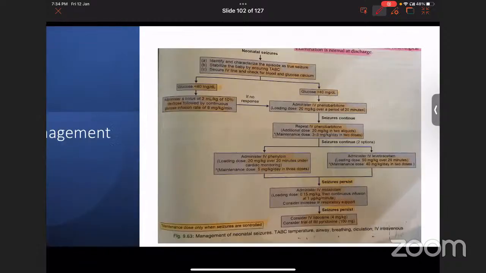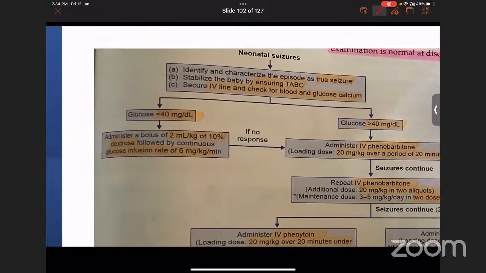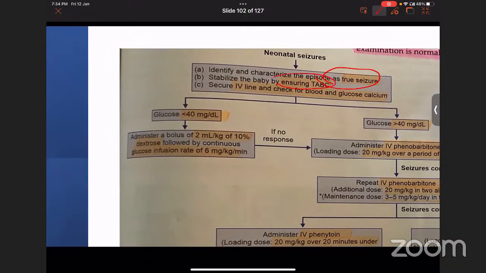What is the management? Always, when you suspect a true seizure, ensure ABC. You have to secure an IV line and check blood glucose. Always check for blood glucose. Blood glucose and calcium should be checked before starting AED because most of the time, if hypoglycemia is present, less than 40 mg per deciliter, that would be the cause of the seizure. If you treat that cause and the seizure settles down, then probably it is hypoglycemia that caused the seizure and there is no need of AED in that case.